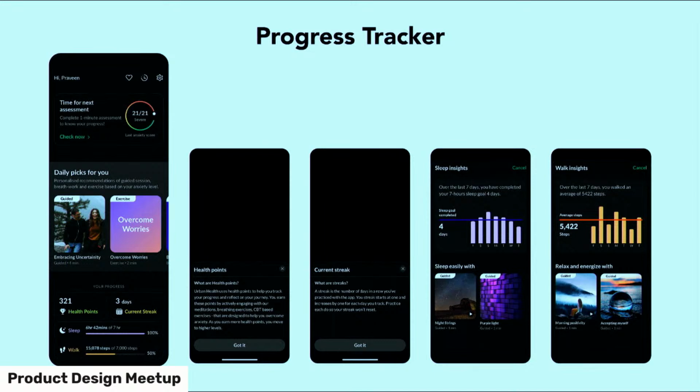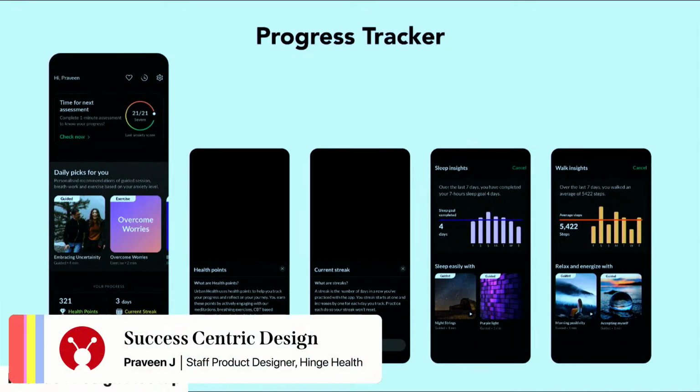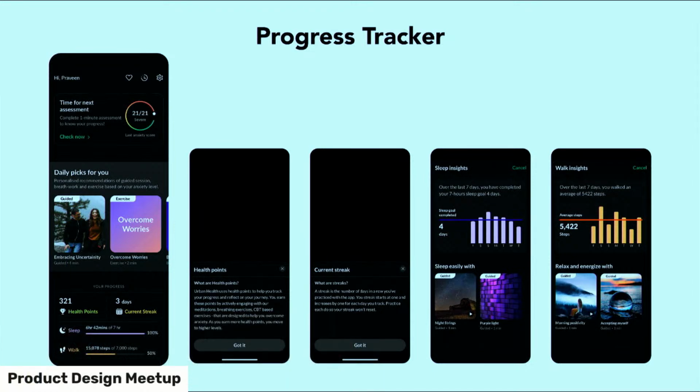If the points are going lower, that is effectiveness, because your mental health issues are going down, and that we consider as effectiveness. Also, we introduced some learnings, since we were introducing those features for the first time. And when they click on sleep, they will get sleep content suggestions. If they click on walk, they will get walk-related content suggestions.